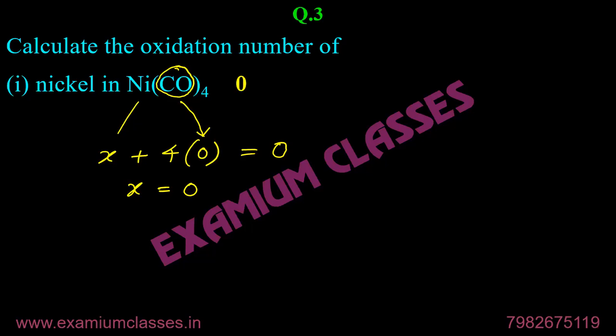Yeah, Ashi. Okay. So remember, you don't need to write CO separately. The CO group has a combined oxidation state of 0.